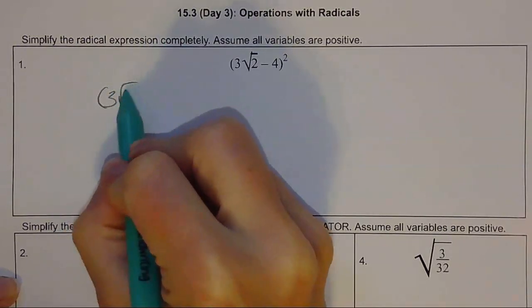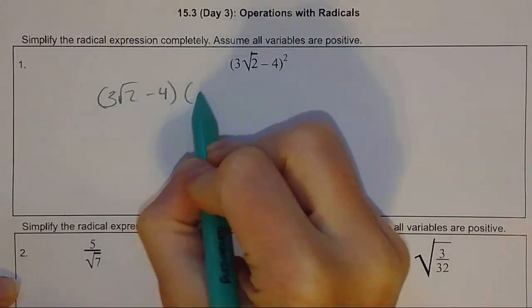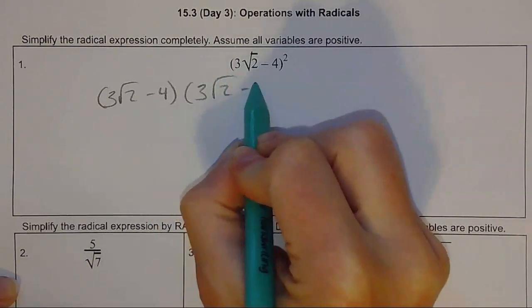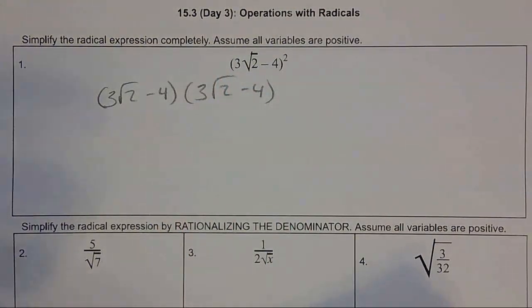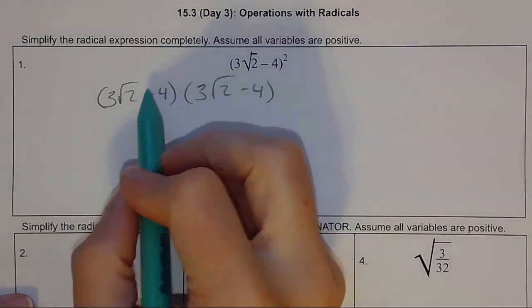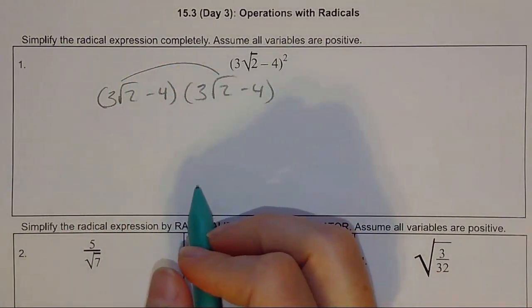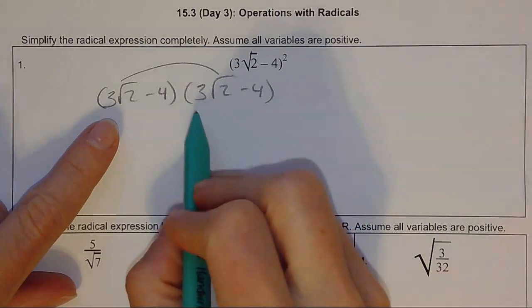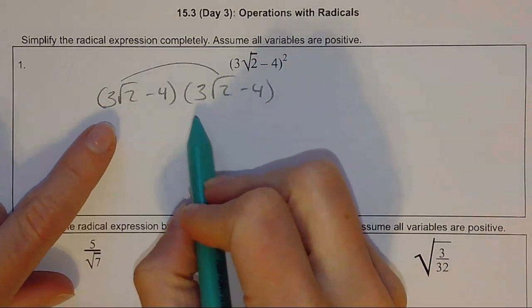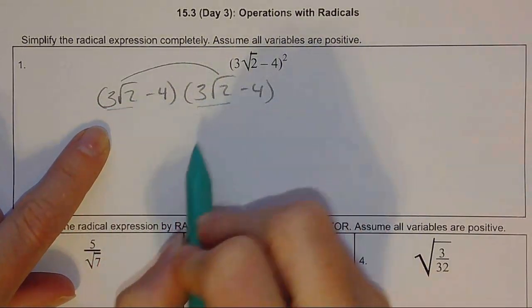So it's going to be 3 root 2 minus 4 times 3 root 2 minus 4. We've done this before with just x's and things like that. You're going to multiply the first terms together. Don't forget when you're multiplying radicals that you do inside, inside, outside, outside. So I'm multiplying 3 root 2 and 3 root 2.